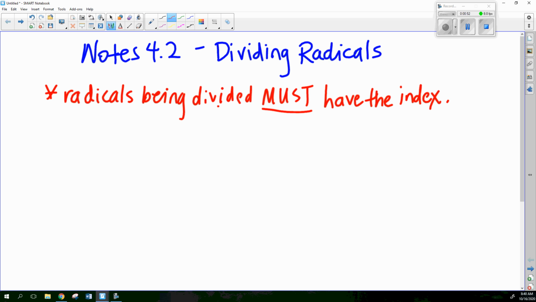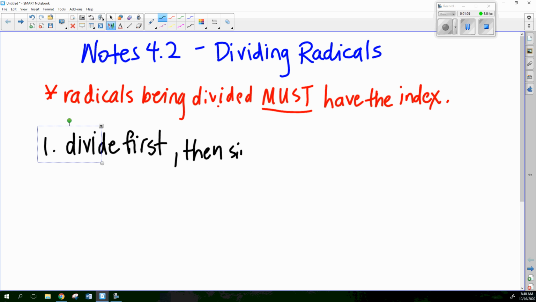All right, and then in terms of the main process, you're going to divide first, then simplify. Okay? Which is basically the process we did with multiplication. We multiplied first, then we simplified. And just like with multiplication, you're only allowed to divide stuff that's in front of the radical together and then stuff that's under the radical together. Okay?